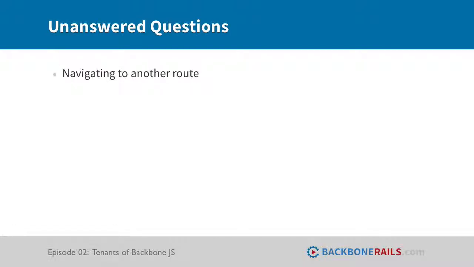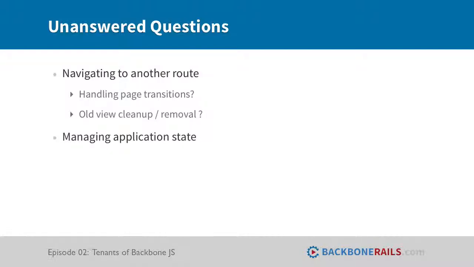What about navigating to different routable pages and handling page transitions? What happens to the old views that get left around? How do you change application state? What about nested collections and resources? How could you approach developing the complex applications we saw in episode 1 with only these simple structures? Turns out building scalable applications in JavaScript has considerably more architectural layers we need to implement.